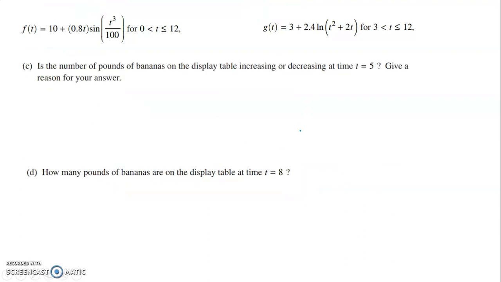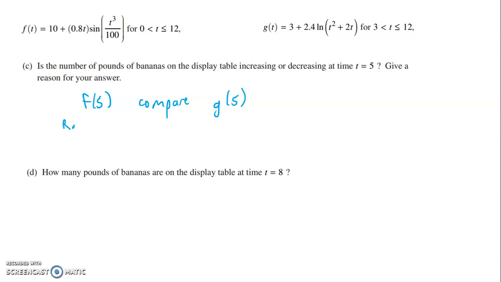All right. Part C is the number of bananas increasing or decreasing at time 5. So to figure out if the number is increasing or decreasing, we want to know if the rate is positive or negative. And basically, we're going to look at the difference between these 2 rates. Since they're already rates, I don't need to take the derivative. I'm going to be looking at f of 5, and I'm going to compare it to g of 5.